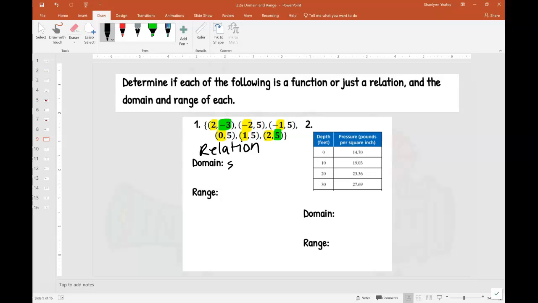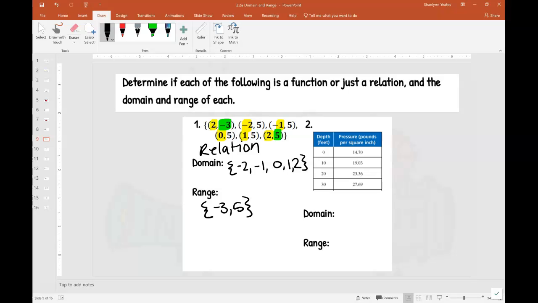But my domain is all those x values, so what's the smallest x value? It's -2, then -1, 0, 1, and 2. Remember, even though 2 says it twice, we only do it the once. Now my range is going to be all my y values. So my smallest y value is -3, and all the rest are 5s. So that is my range.